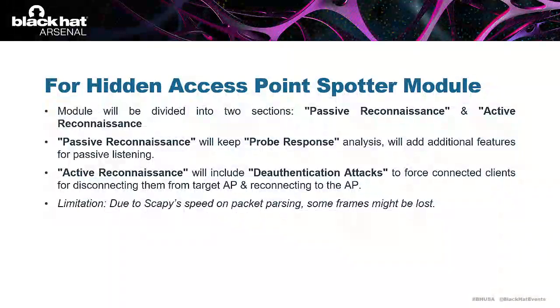And also in the active reconnaissance section, we will include authentication attacks to force connected clients to disconnect from the target hidden access point, by the way, if there is any, and make them reconnect to the access point again. And the only limitation we have in here is Scapy's packet parsing speed. Due to Scapy's capabilities, right now some probe response frames might be lost, and this can affect the performance of this module.